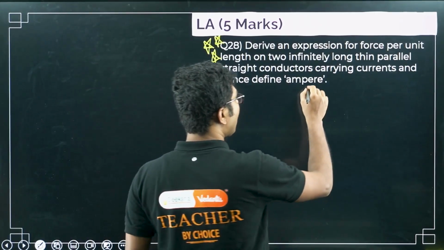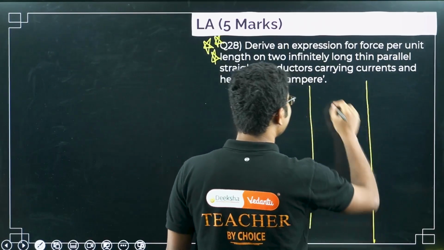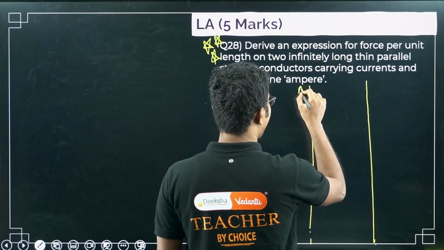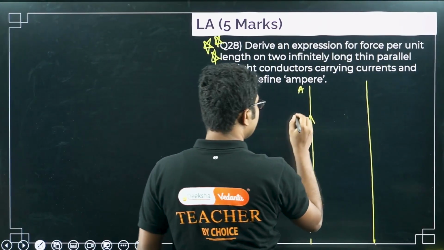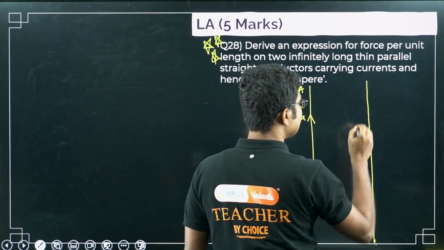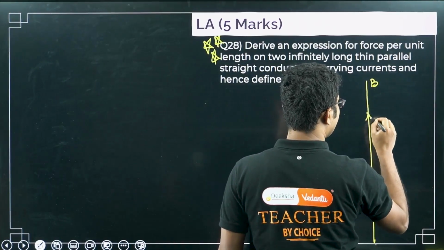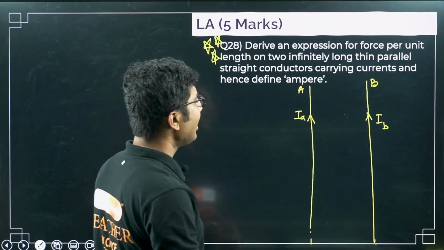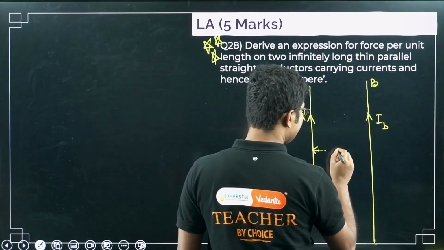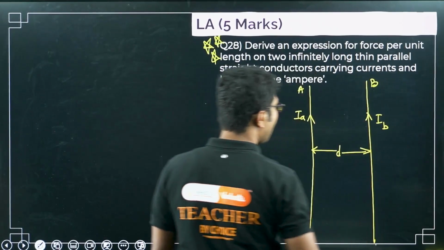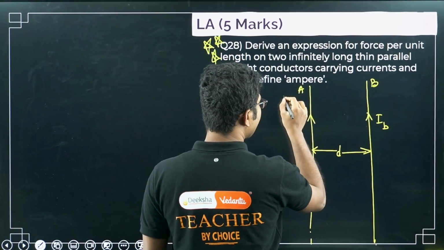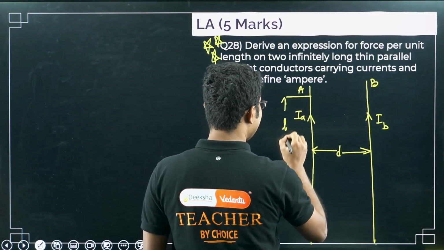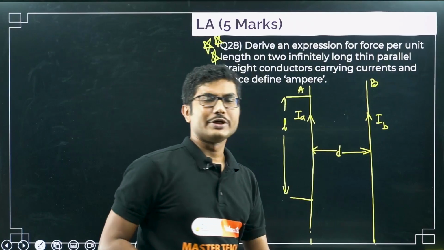Now for that, first of all you have to draw two infinite parallel wires carrying current. Suppose this is wire A, carrying a current IA, and this is wire B, carrying a current IB. The distance between them is D, and we consider an imaginary length L of the wire. At the end we have to divide by this L so that we can eliminate this term.